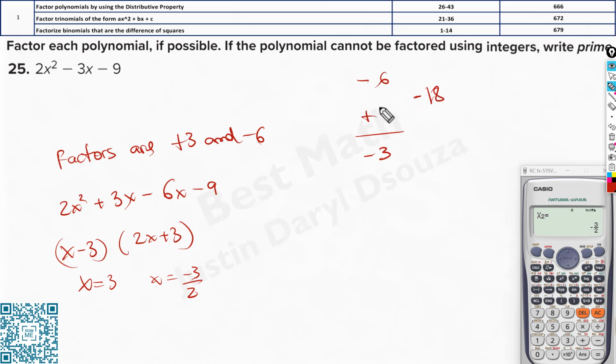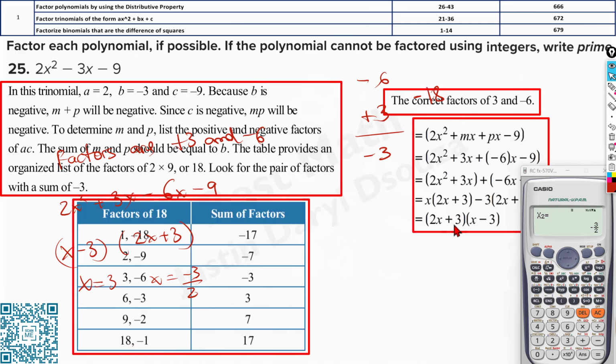So anyways, we know it from the calculator. These are the factors. That's it. That's how we can get it. And so that's the answers.